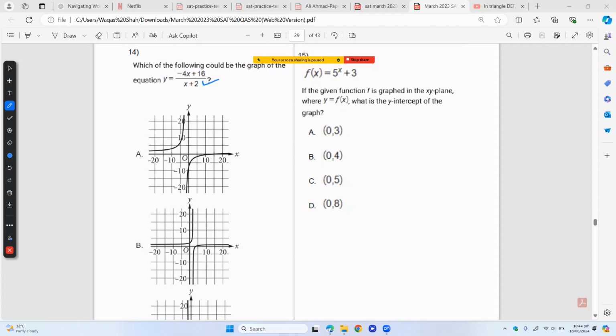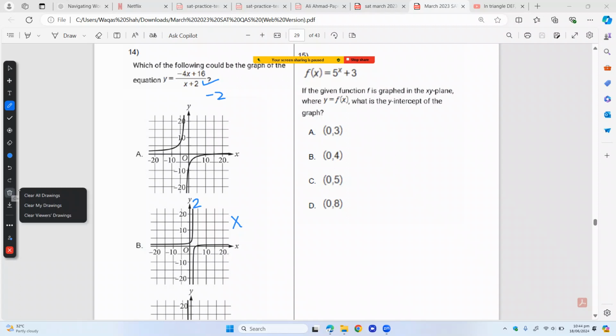So we have to search for the graph where the function is undefined at that point. You can see over here option A, and then look at option B as well. Option B is not the answer because it's undefined at 2, and here it is undefined at minus 2, because when you put x is equal to minus 2, the function will be undefined, right?